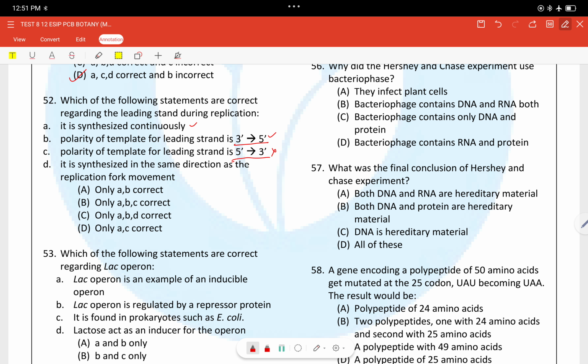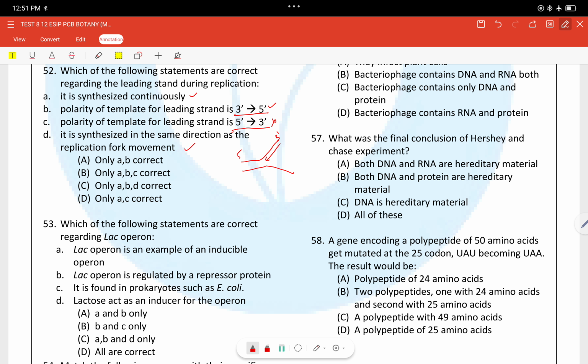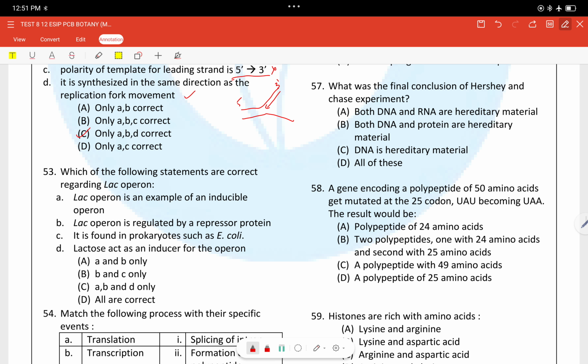It is synthesized in the same direction as the replication fork. So this is the replication fork, this is the leading strand, this is continuous synthesis. So the direction of polymerization is toward the replication fork. So that statement is also correct. The answer is C. Only A, B and D are correct.